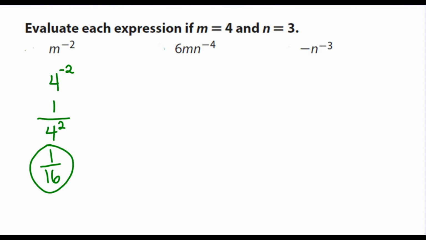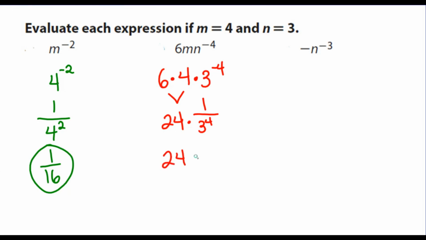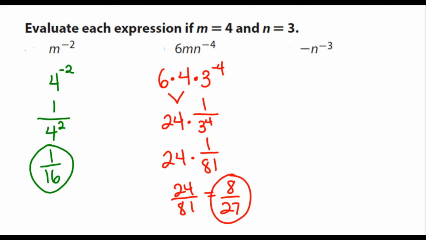6mn to the negative fourth power, that's 6 times 4 times 3 to the negative fourth power. I can do this. This is 24, and this is going to be 1 over 3 to the fourth power. And 3 to the fourth power is 81, I believe. 24 times 1 over 81, and that's 24 81sts, which in simplest form is 8 27ths evaluated.